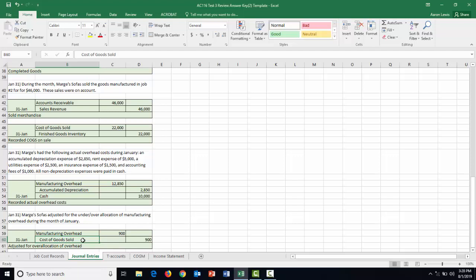It takes a little bit to get your mind around it, but once you get there, it's not really that difficult of a concept. With that, we're through the journal entries. Your T's will have been filled in at this point, so we can go on and do our cost of goods manufactured schedule and our income statement.